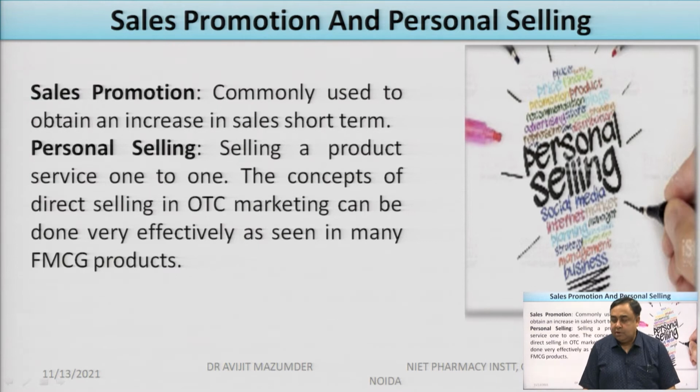So, sales promotion, just a sort of recapitulation before we go further. Sales promotion is a common term used to obtain an increase in sales as a short term goal. Personal selling is selling a product or a service one to one. The basic difference is that in sales promotion you are addressing a mass, whereas in personal selling the interaction is one to one. The concept of direct selling, particularly in OTC marketing, can be done very effectively, as has been seen in many fast moving consumer good products.